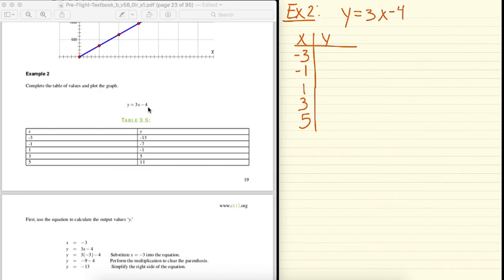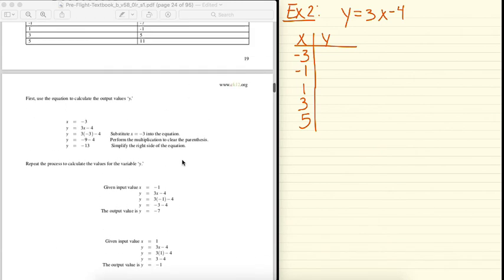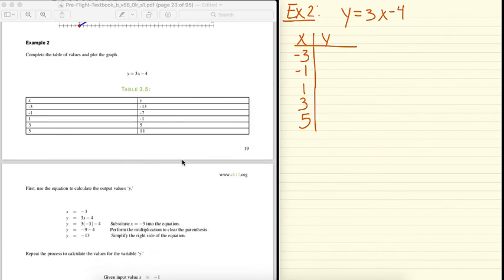If you're feeling like you have a good handle on that, then you don't have to work through plugging each of those in. I know that your textbook walks you through plugging in each of those values, but what I want to focus on with this concept 3 is taking this table with these values and graphing them.